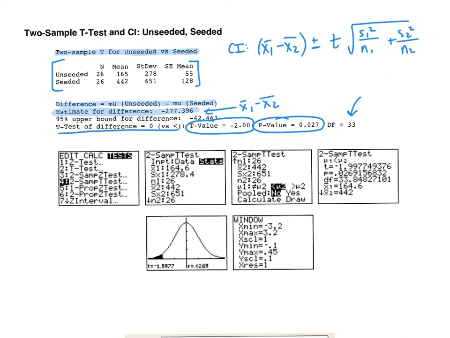Questions on that formula before we look at all the things on the calculator?